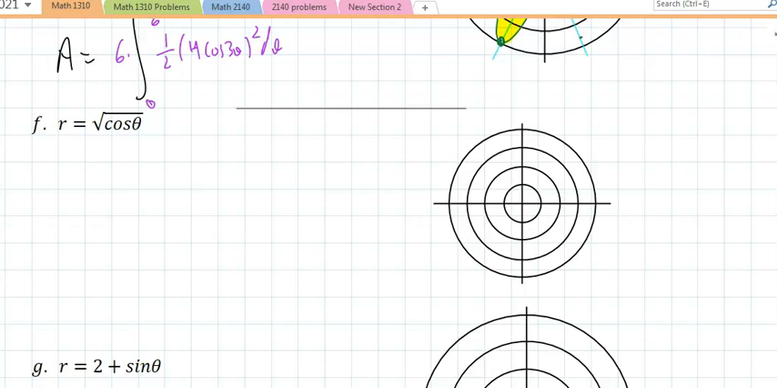Okay, continuing on, we want to sketch the graph of r equals the cosine of theta. We know the cosine of theta is a circle wrapped around the positive x-axis. The only thing the square root will ensure is that the amplitude is really not 1, the square root of 1. In this case, it doesn't make much of a difference.